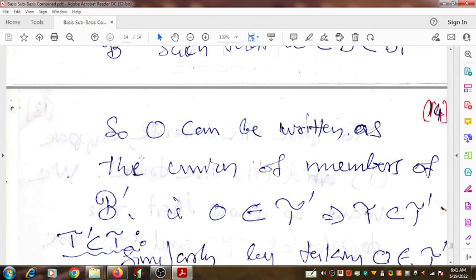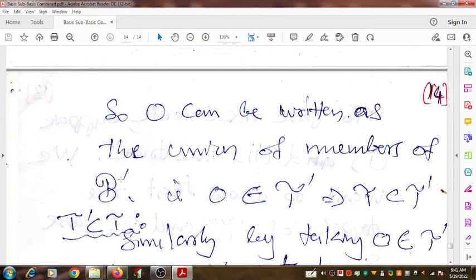By starting with script B, we have shown that every open set in tau can be written as the union of members of script B prime. It's because, containing an arbitrarily chosen element of O, there exists a member of script B prime. By varying elements in O, we get the corresponding members in script B prime.